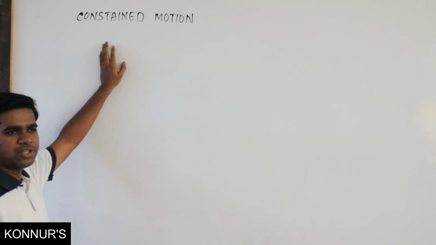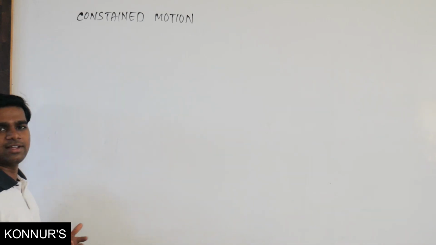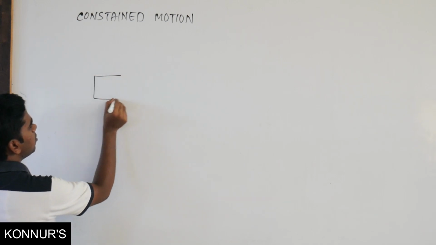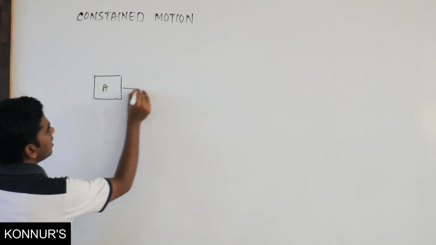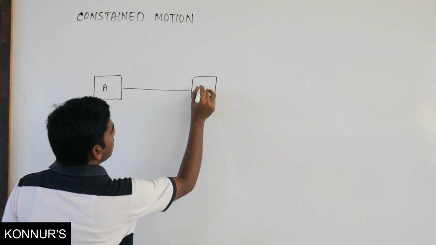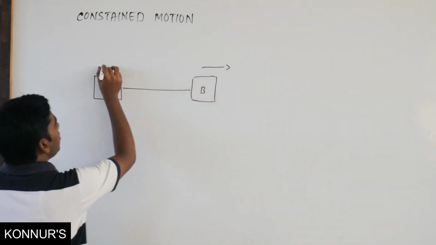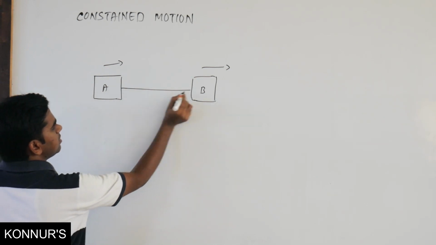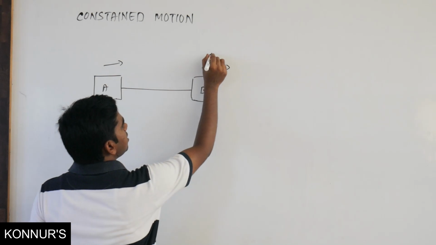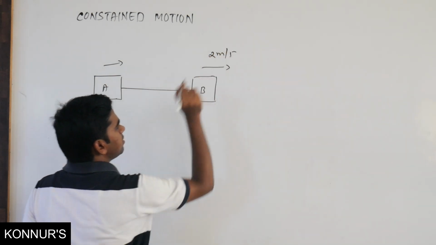Constraint motion means it is just like life after marriage. One is always connected with another. Suppose body A is here and body B is here. If body B is moving, A will also move because they are interconnected by a string. Suppose it is moving with a velocity of 2 meter per second.